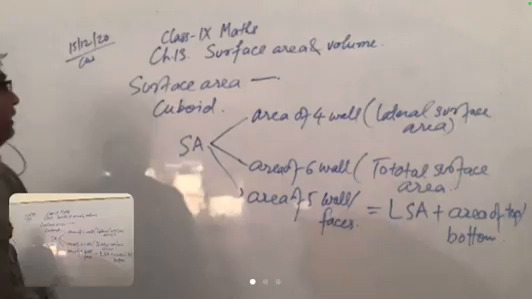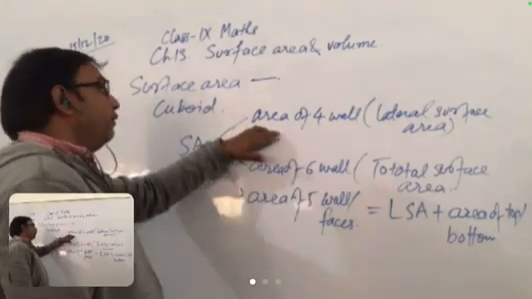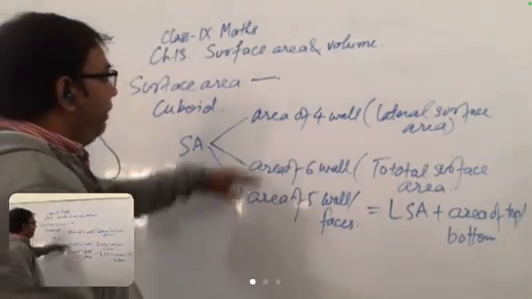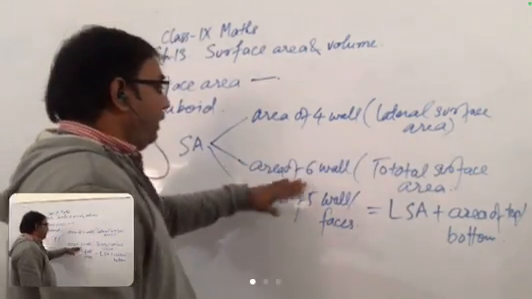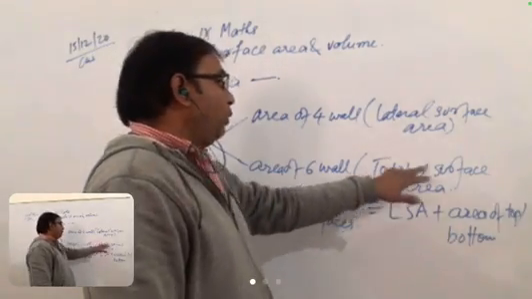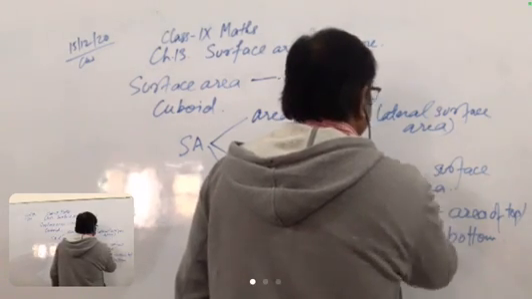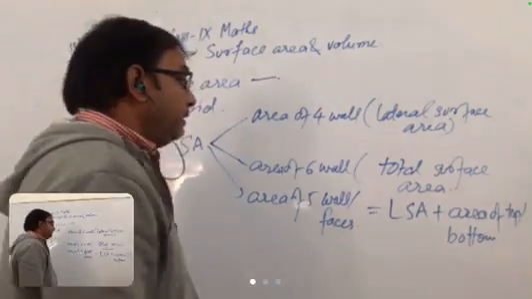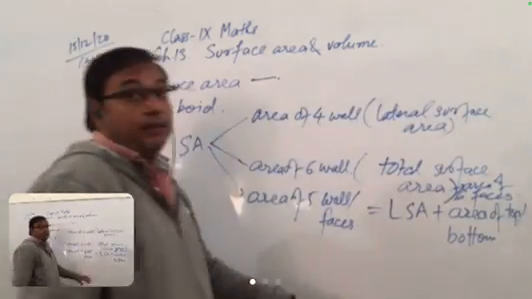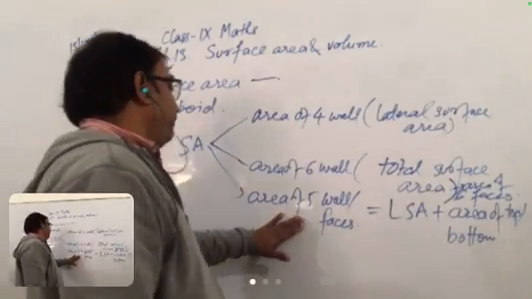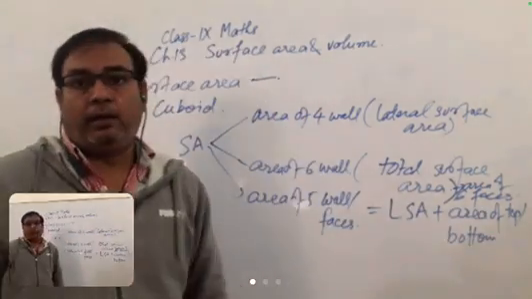Clear? So if we are talking about the surface area of a cuboid, then there are three kinds: area of four walls, area of five walls, area of six walls. The area of four walls is the lateral surface area. The area of six walls means the total surface area, the area of six faces. And the area of five walls is LSA, lateral surface area, plus the area of top or bottom.